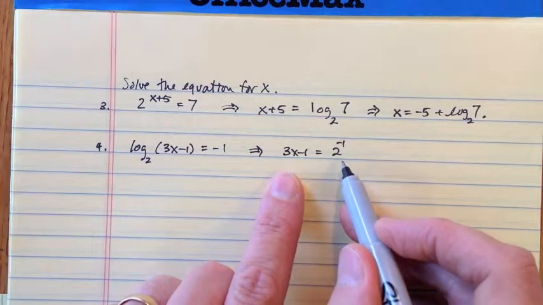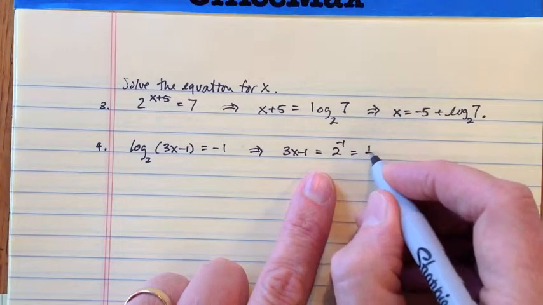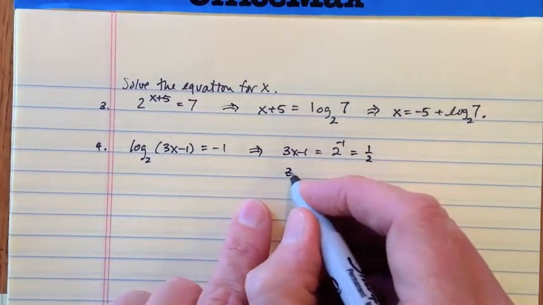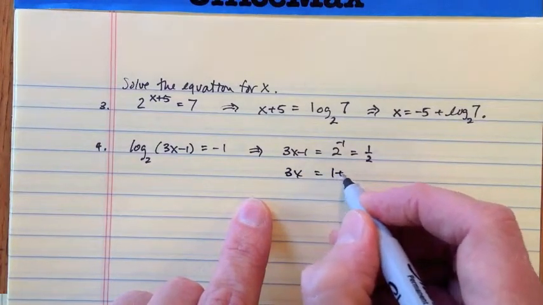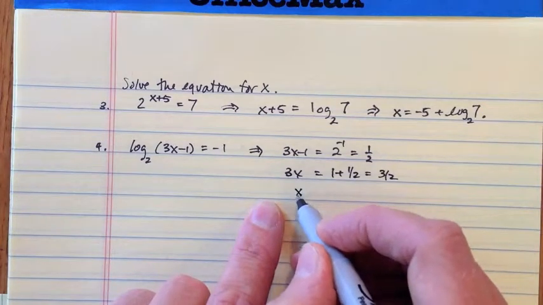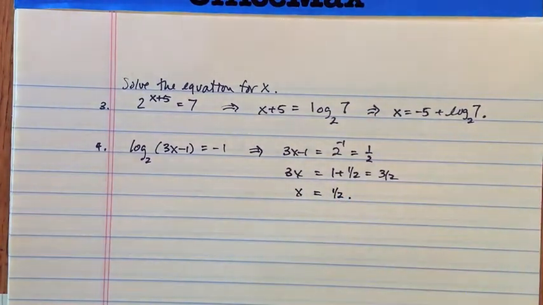Now it's just a linear equation. It probably pays to rewrite 2 to the negative 1. That's 1 over 2. But let's solve for x. I'll add 1 to both sides. That's 3 halves. And divide both sides by 3. 3 halves divided by 3 is a half. And we're done.